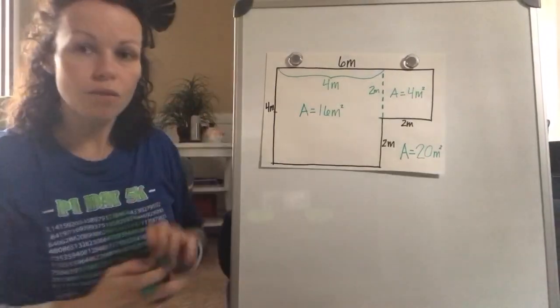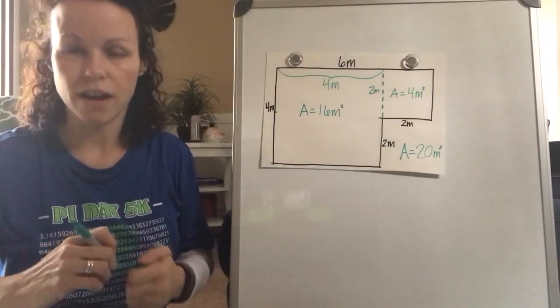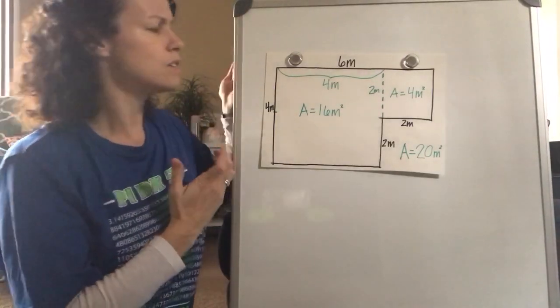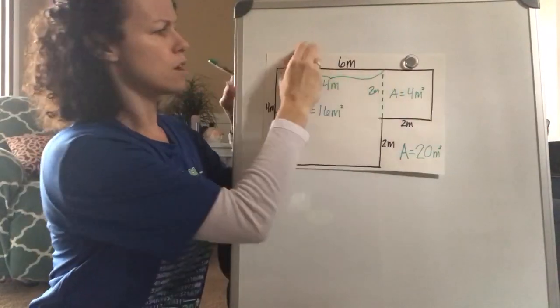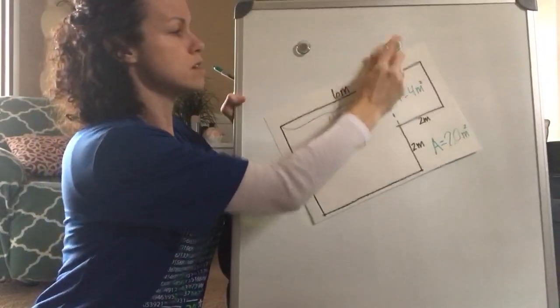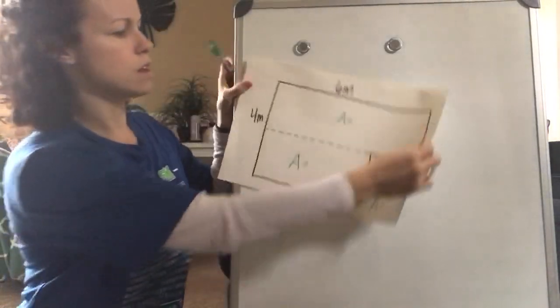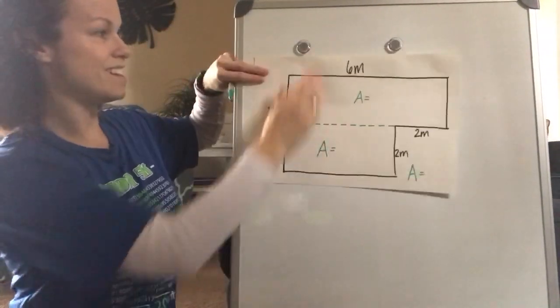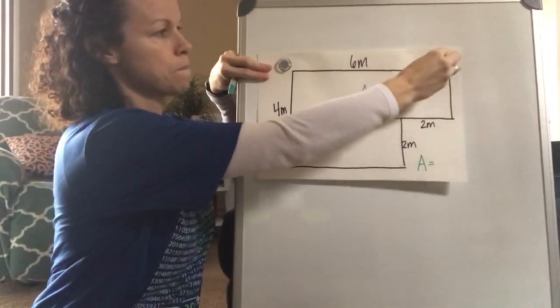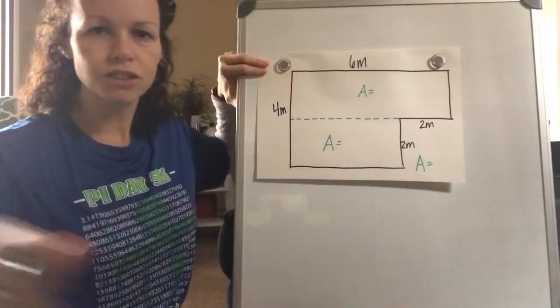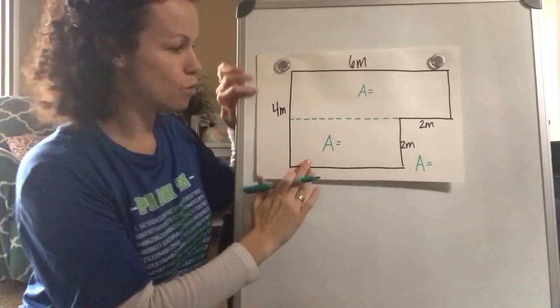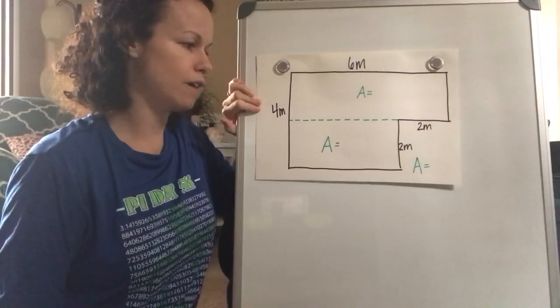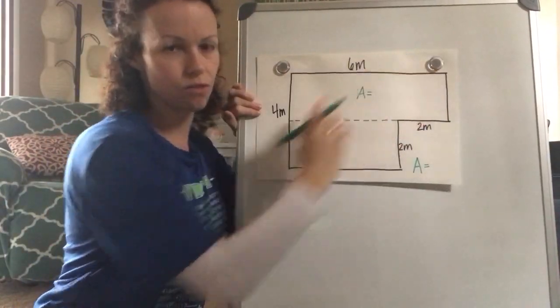All right, now you may not have seen it that way when you looked at it. You may have said, Mrs. Davis, I didn't see it being cut up like this. So maybe you saw it as being cut up like this. So let's check it. If you look at it this way, we have two rectangles.